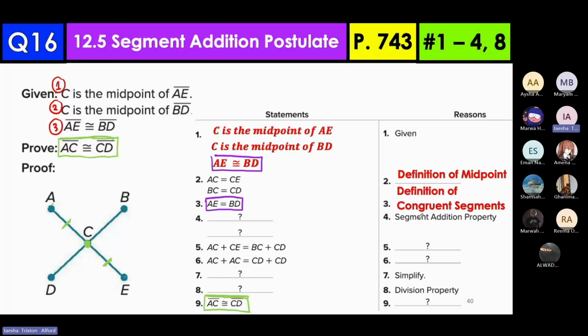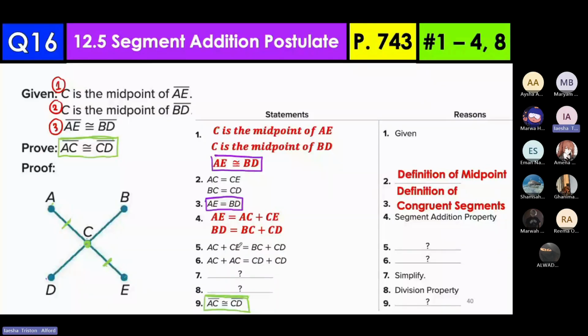Line number 4, they want segment addition. What is the meaning of segment addition? Part plus part equal whole. So how can we get part plus part equal whole here? What could we write? We have 2 lines. Start with the green line: AC plus CE equal AE. Good. And the second line would be the same, right? We have BC plus CD equal BD. So segment addition.